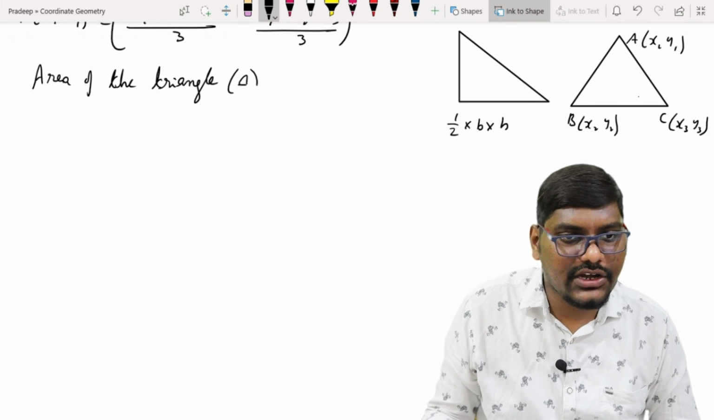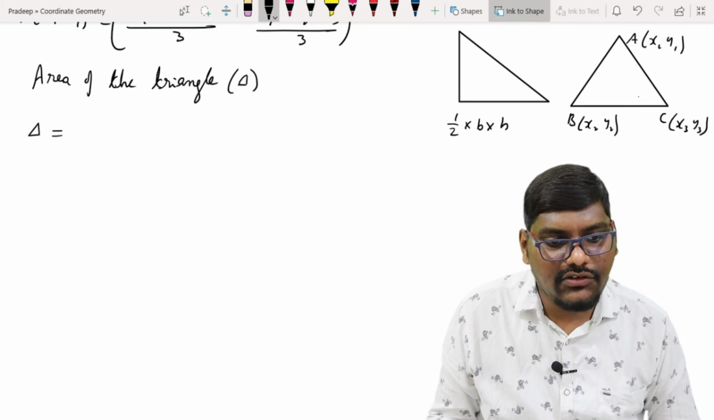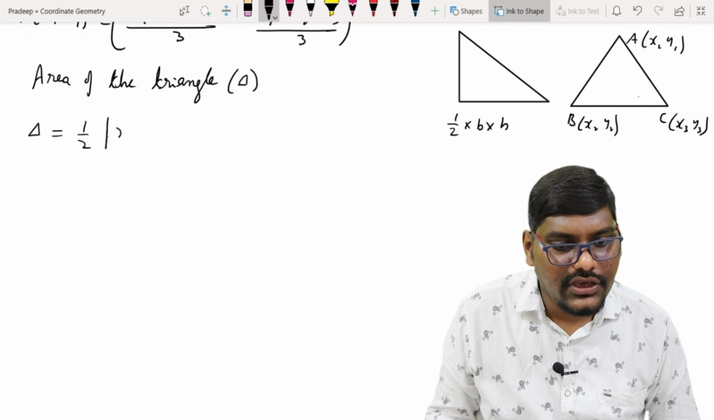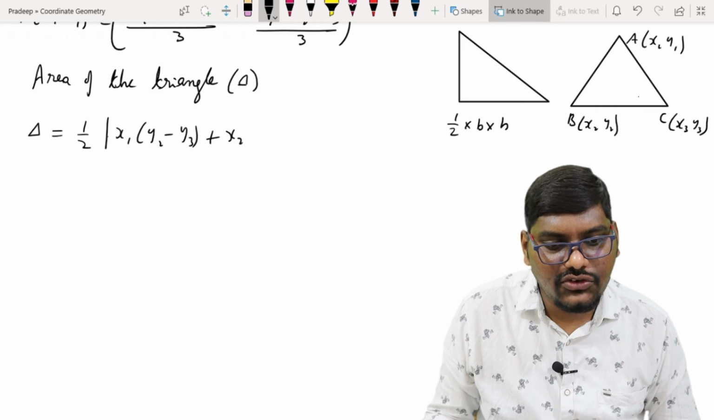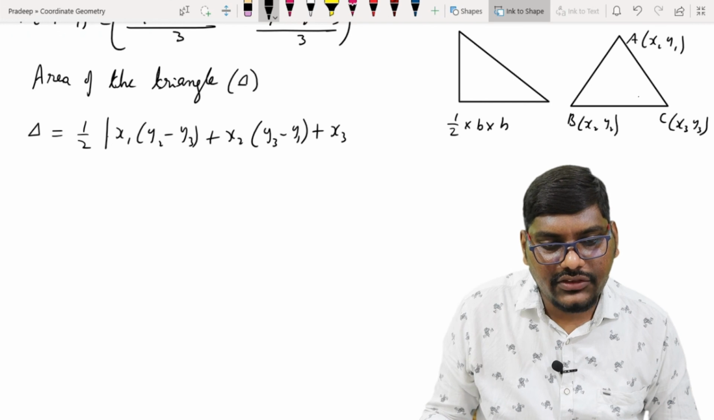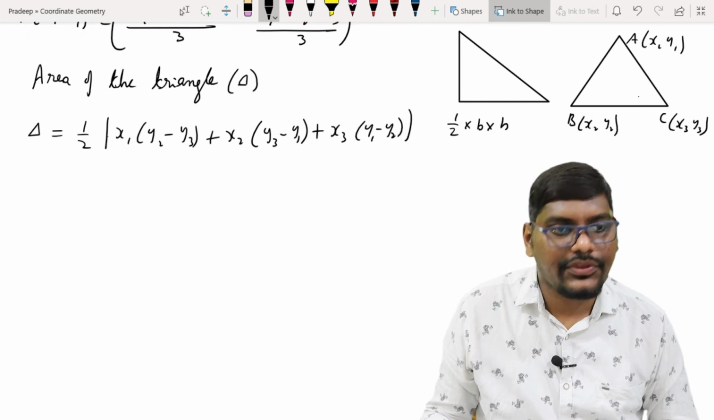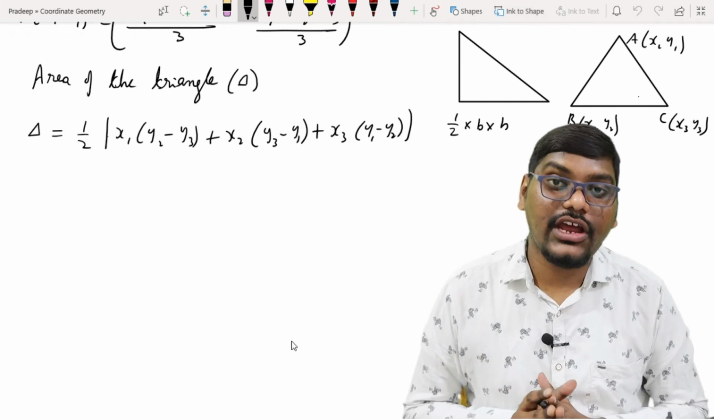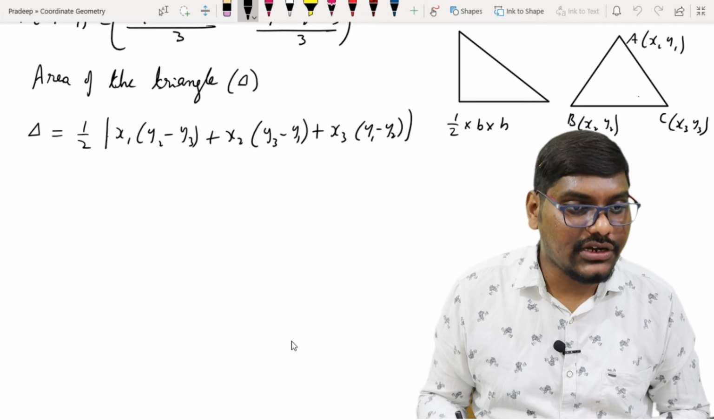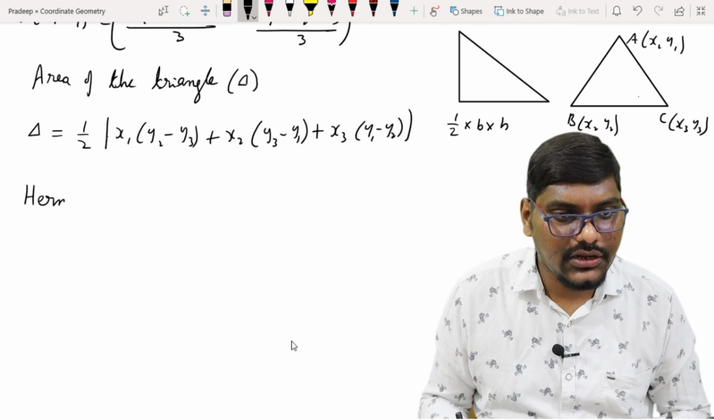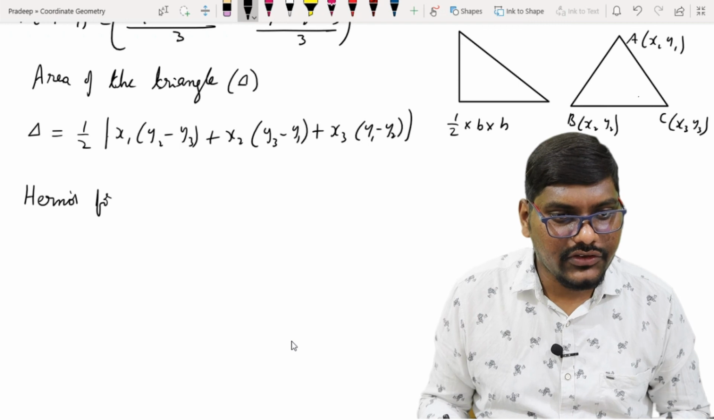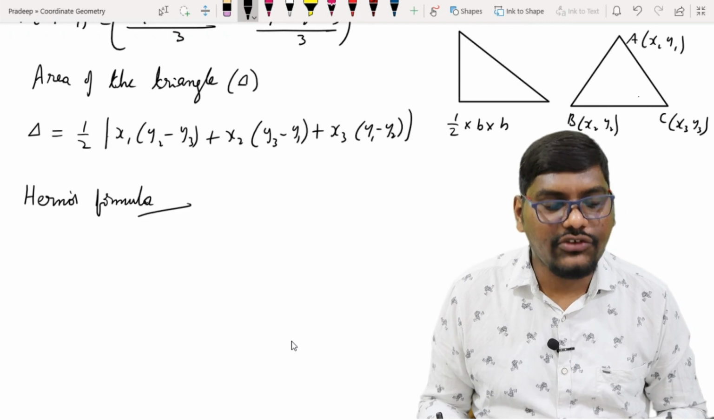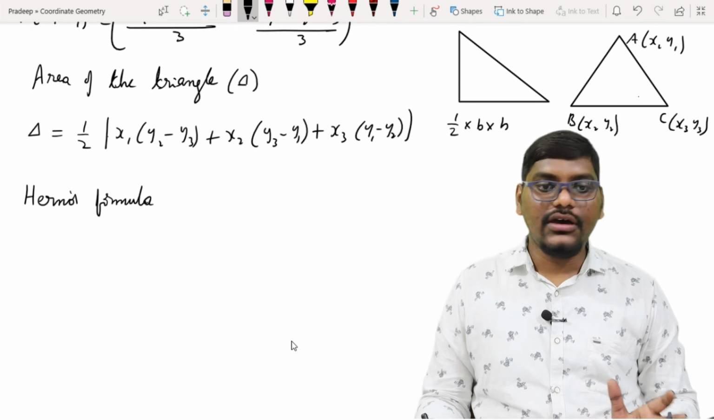The area of the triangle is denoted by delta, so delta is equal to half into x1 (y2 minus y3) plus x2 (y3 minus y1) plus x3 (y1 minus y2). Okay, so this is the area of the triangle formula. In finding the area of a triangle, we have one more method. This method is called Heron's method, the Heron formula. By using this formula also we can find the area of a triangle.